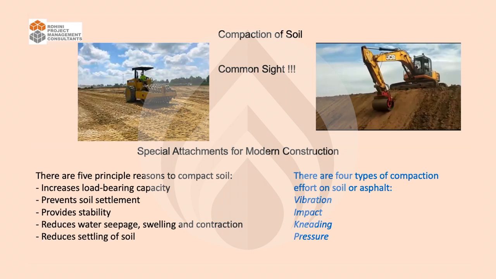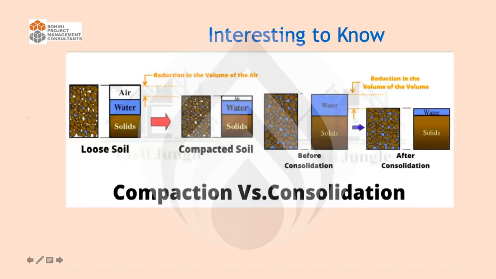Right? So we have four types of compaction. It's the same thing for soil or asphalt also. So when you see something on the road, you will see a pretty similar methodology or the types of compaction being done there. You have vibration, then you have impact, then kneading and the pressure one, right? Yeah, now this is very interesting to know.